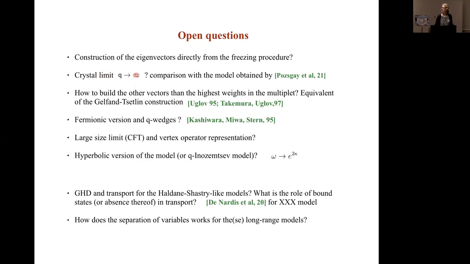Then there is this limit. Since we have an extra parameter, we can send this parameter to infinity, and then the model becomes particularly simple. There was a paper recently by Pasquier and a collaborator about this limit for XXZ. They got an interesting exclusion model, and I think something similar but more symmetric can come out from the model we are looking at.